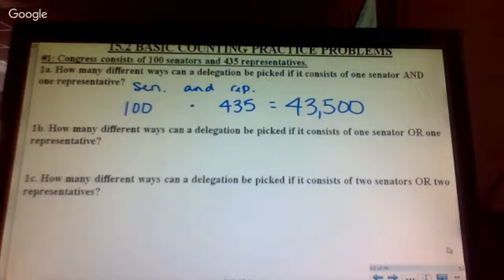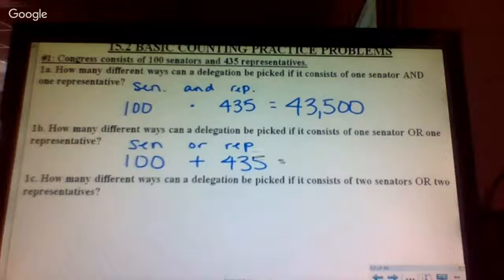Okay. Part B says how many different ways can a delegation be picked if it consists of one senator or one representative? So in words, we've got a senator or representative. In numbers, senators, 100, plus representatives, 435, is 535. Okay, so it's all about picturing what it means in words and then translating that into numbers.